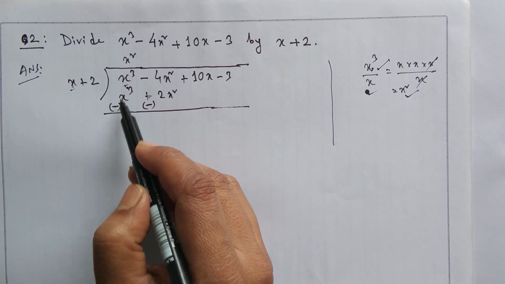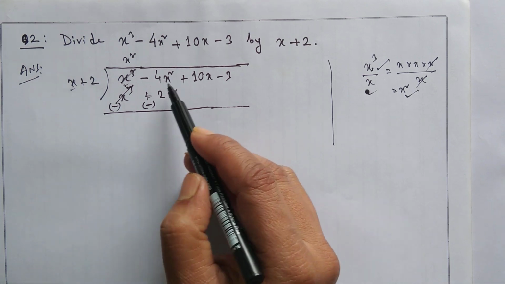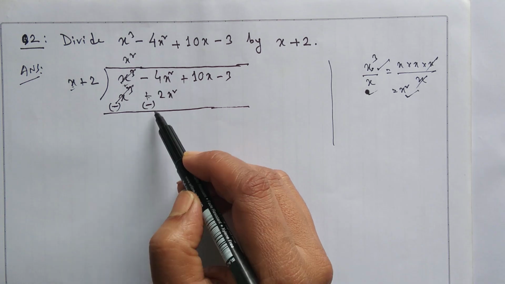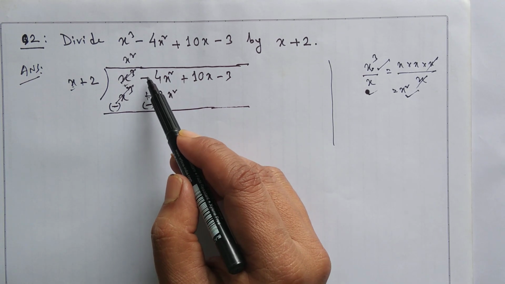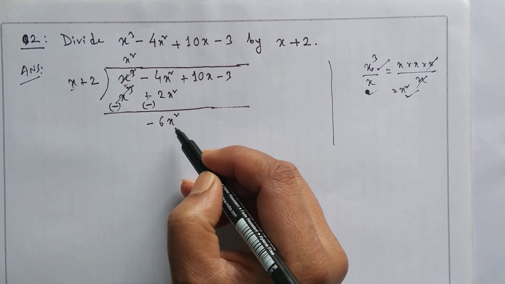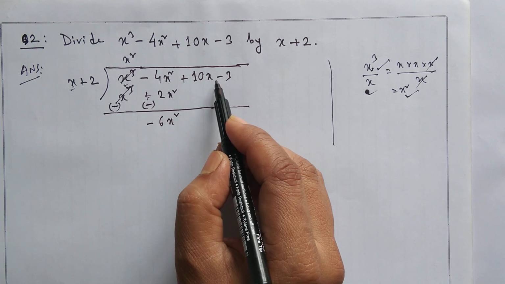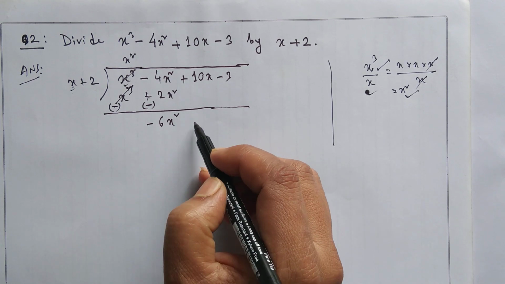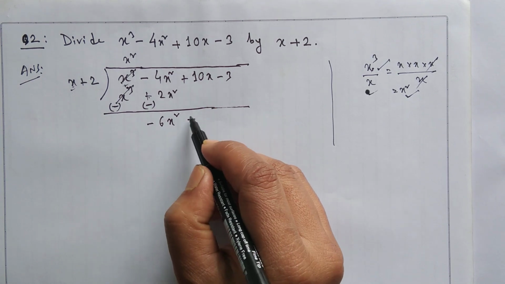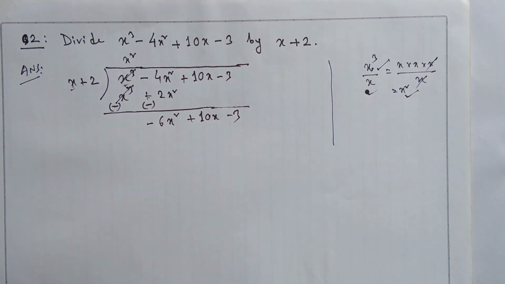Now x cube minus x cube gets cancelled, 0 is left. Minus 4x square minus 2x square: like terms are to be added or subtracted. Minus 4 minus 2 is minus 6x square. Done. Now the remaining terms in the dividend will come down from the upper line, and when they come down, the sign does not change. So this plus 10x will remain as plus 10x only, and minus 3 will remain minus 3.